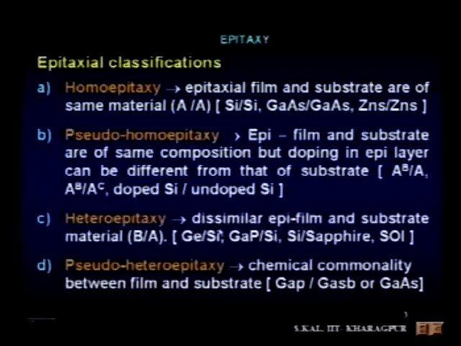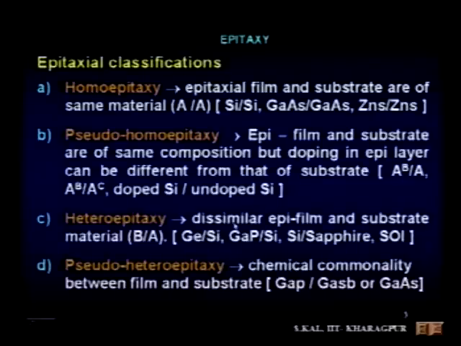In this category, dissimilar epi film and substrate materials are used. That means the substrate is of material A, but the epitaxial film is of material B, B on A. Okay. Examples are here. You see, germanium on silicon. Silicon is the substrate, germanium is the epitaxial film. You see, epitaxial film and substrate not only differ in impurity concentration, but also the material itself differs.